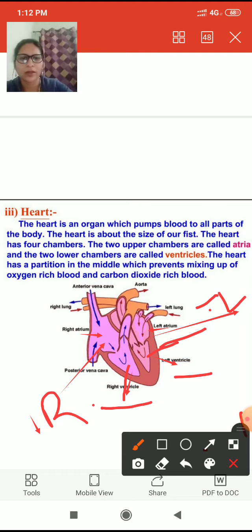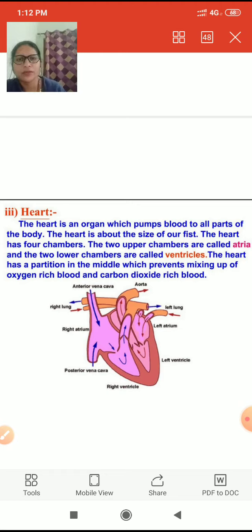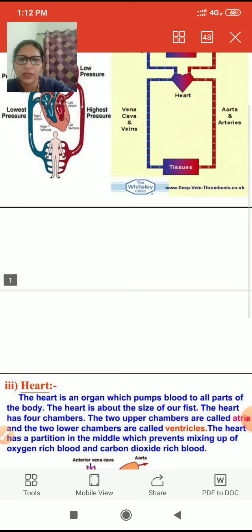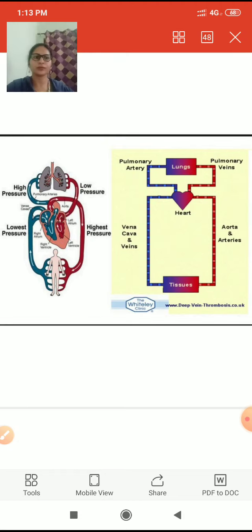structure of heart. Now we will learn about how the circulatory system does its work with the help of heart, or what is the function of heart in the circulatory system. So to understand this function, you have to focus on this structure. Now you can see here the pulmonary artery and pulmonary veins.